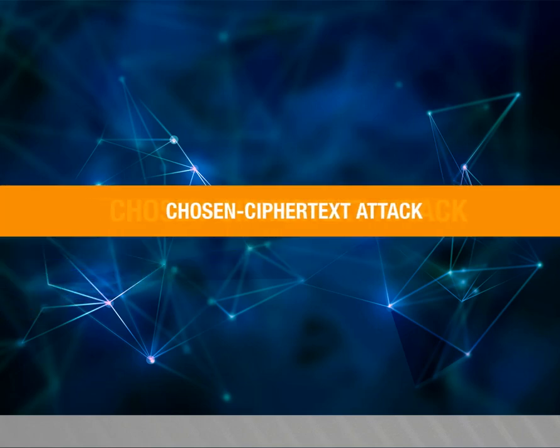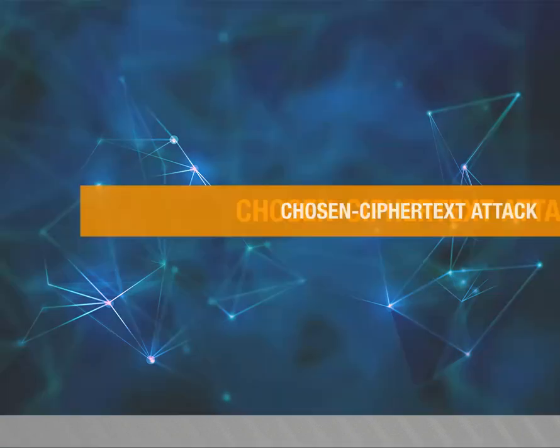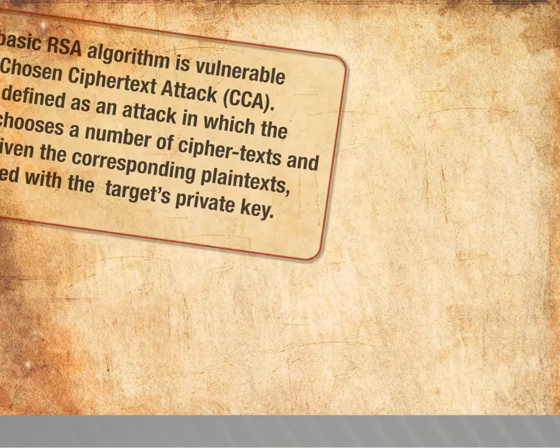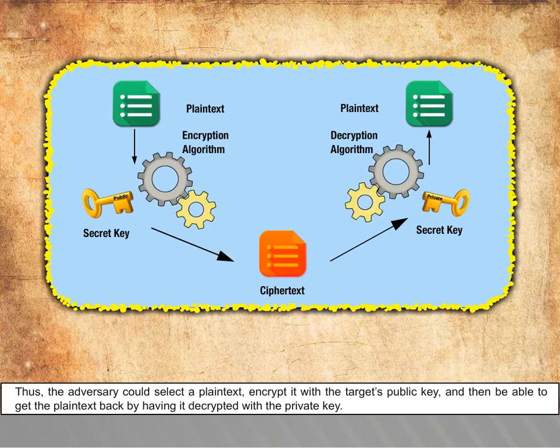Chosen ciphertext attack. In this video, we are going to see about chosen ciphertext attack. The basic RSA algorithm is vulnerable to a chosen ciphertext attack, CCA. CCA is defined as an attack in which the adversary chooses a number of ciphertexts and is then given the corresponding plaintext decrypted with the target's private key. Thus, the adversary could select a plaintext, encrypt it with the target's public key, and then be able to get the plaintext back by having it decrypted with the private key.